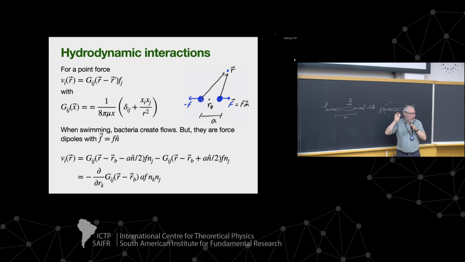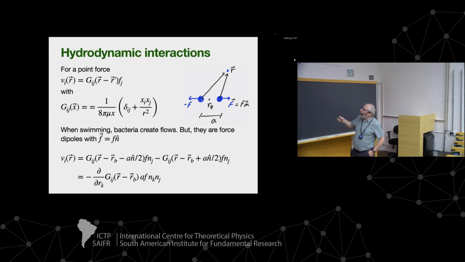It's not forming an angle. Okay? So the velocity field is then this sum, the G tensor, the flow generated by this force. So the force is F times N, but evaluated at the position R, but it was generated at this position of the bacterium plus 1/2 of body length to the right. So it's 1/2 AN to the right.